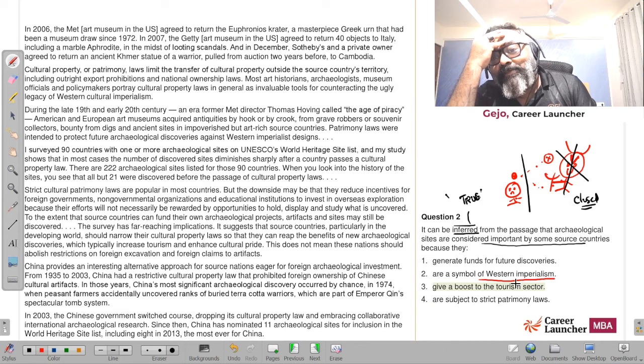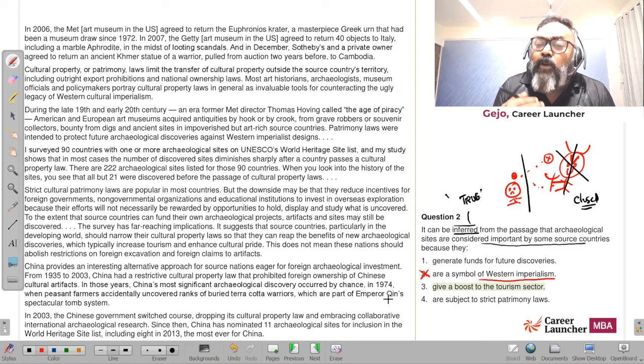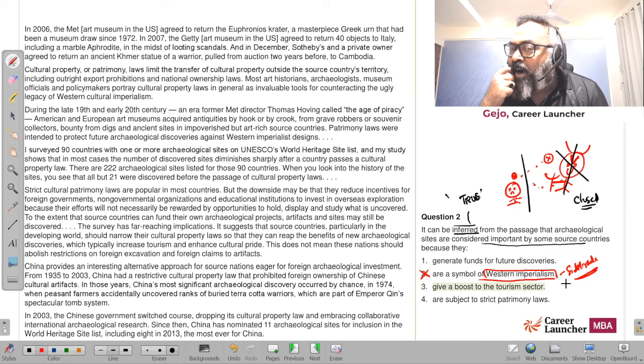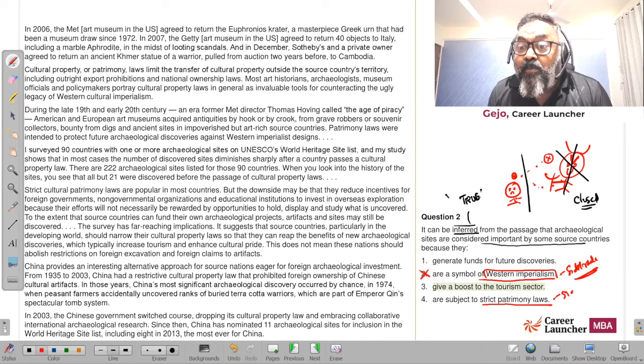Okay. And you can also look at our subject. See, Western imperialism is mentioned. This is a clear sidetracking. The question is trying to trap you into marking that answer choice. Are subject to strict patrimony laws. This is discussed, but this has nothing to do with why somebody finds the archaeological sites important, because it could be the other way around, right?